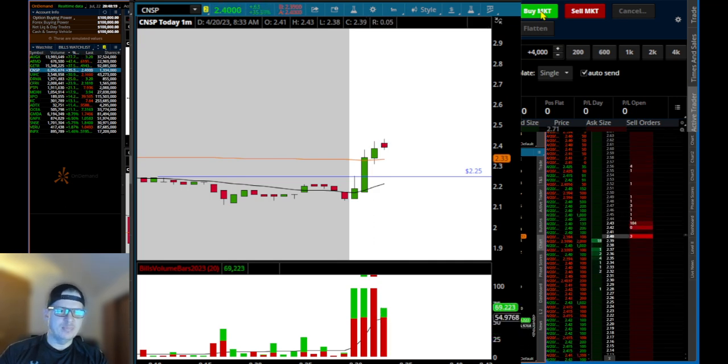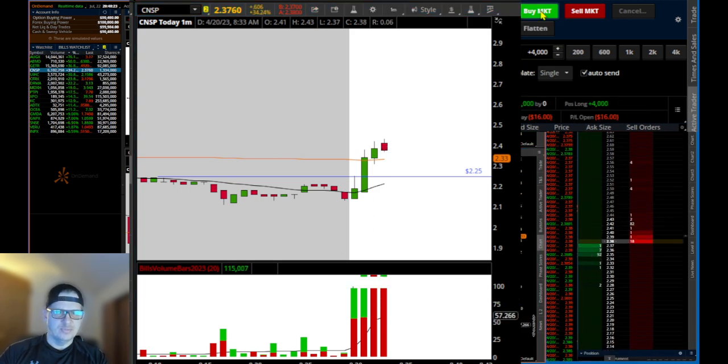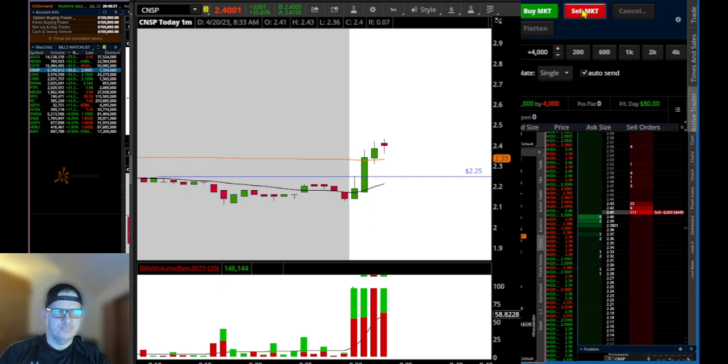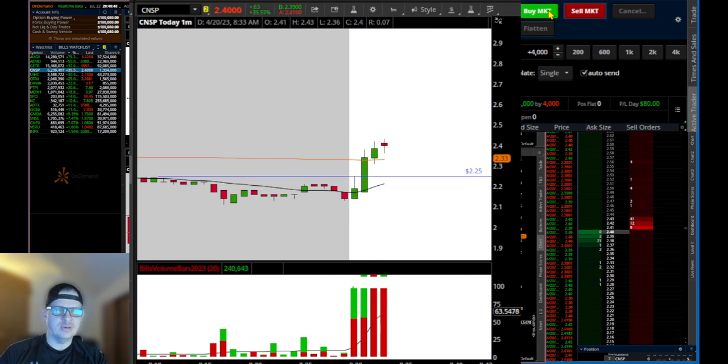Now my VWAP could be a support level here, right? So I want to buy that little drop there. Okay, and I'm waiting for this move back up. Waiting for this drop down to volume weighted average here. Okay, and you don't have to get into every single move here.